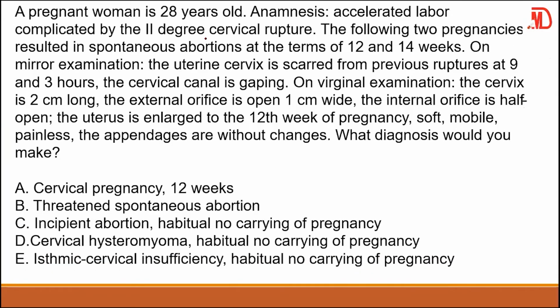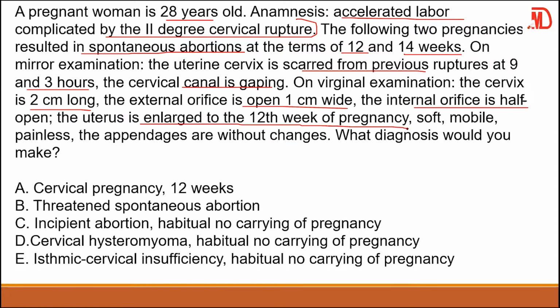A pregnant woman is 28 years old. Anamnesis, accelerated labor complicated by second degree of cervical rupture. The following 2 pregnancies resulted in a spontaneous abortion at 12 and 14 weeks. This one, I've done it already. On mirror examination, the uterine cervix is scarred from the previous ruptures at 9 and 3 hours. The cervical canal is gaping. On vaginal examination, the cervix is 2 centimeters. External orifice is open, 1 centimeter wide. Internal orifice is half open. The uterus is enlarged to 12 weeks.